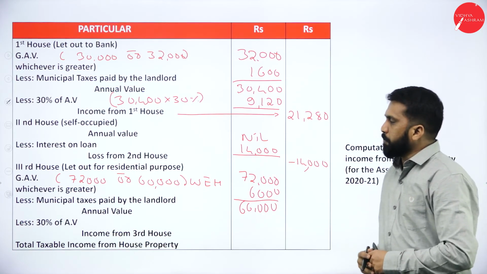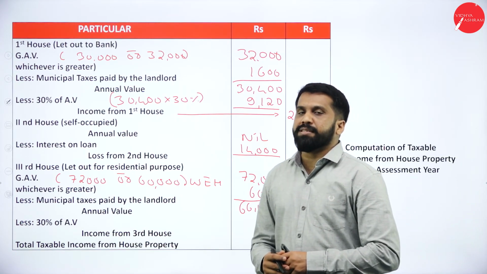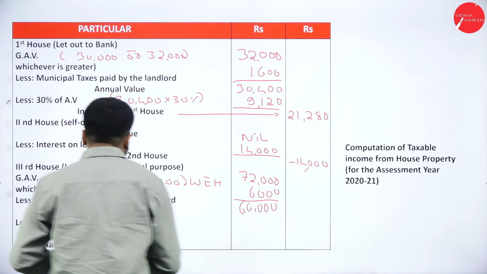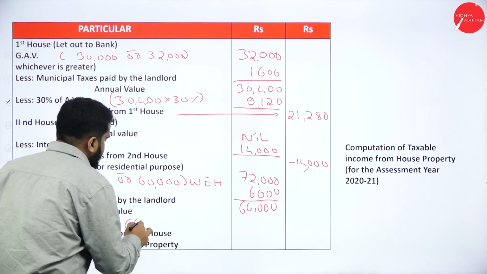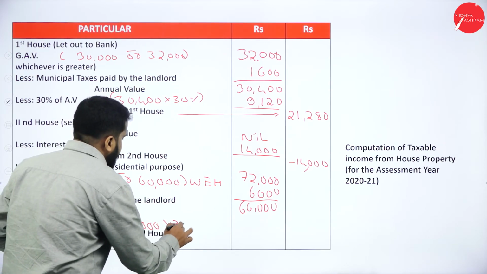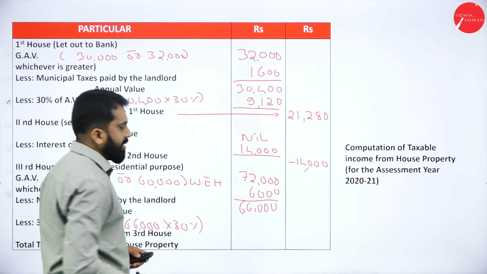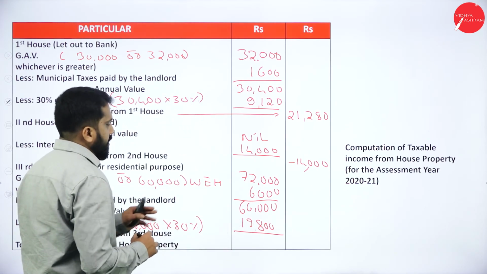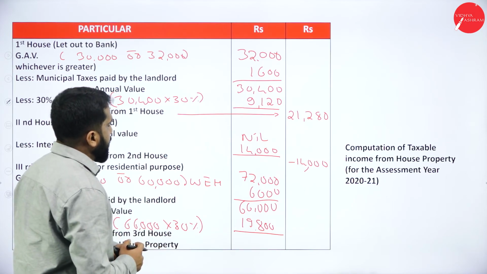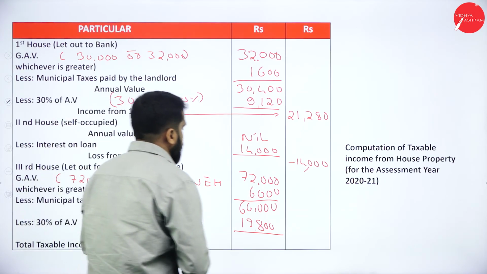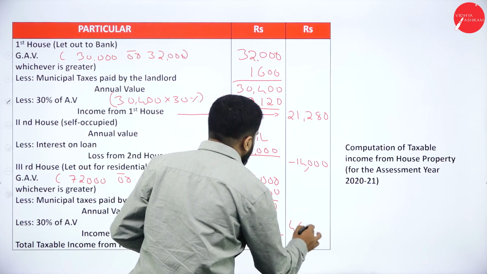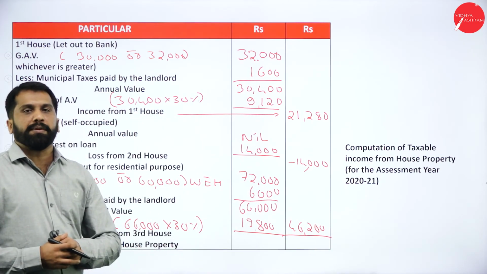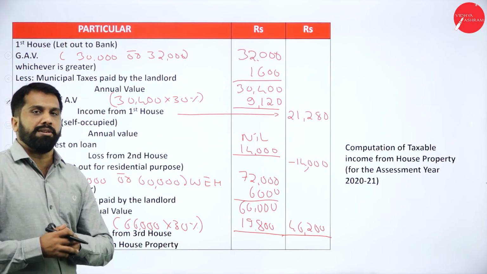On that, you are supposed to calculate 30% of the annual value. What is your annual value? 66,000. 66,000 multiplied with 30% is 19,800. Your answer is around 20,000. If you minus, it will be 46,200. Any doubt up to this? Up to this, there is no doubt.